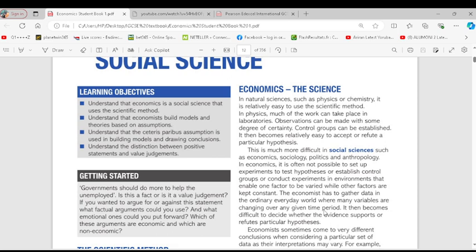Then we go to, now they said economics is a science. In natural science, such as physics or chemistry, it is relatively easy to use scientific method. In physics, much of the work can take place in laboratories. Observation can be made with some degree of certainty. Control groups can be established. It then becomes relatively easy to accept or refute a particular hypothesis. This is much more difficult in social sciences, such as economics, sociology, politics, and anthropology.